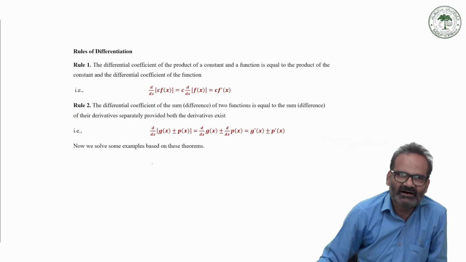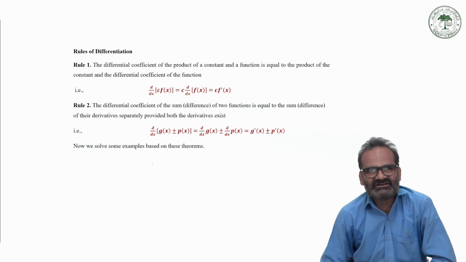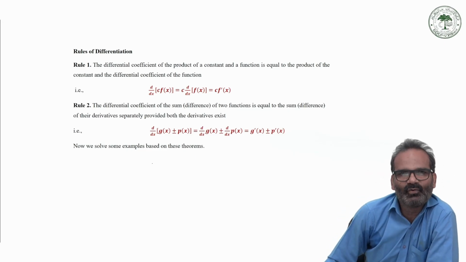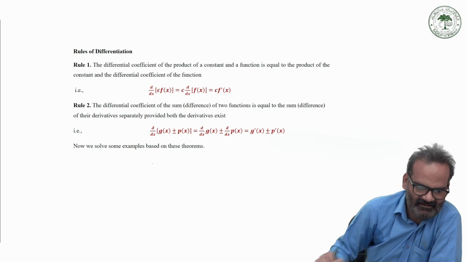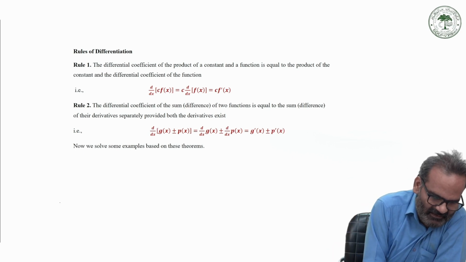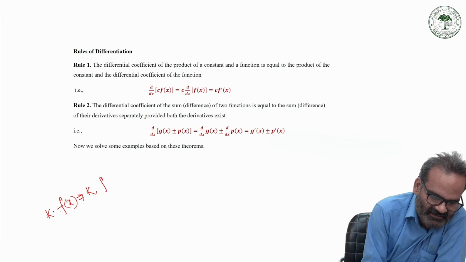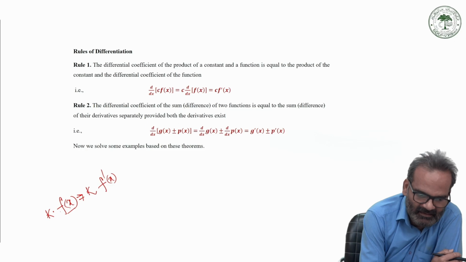Before proceeding to the examples, there are some basic rules of differentiation. Rule number 1: the differential coefficient of a product of a constant and a function is equal to the product of the constant and the differential coefficient of the function. This means, if f(x) is any function and k is any constant, and k is multiplied with the function, then when we calculate its derivative, this k will remain as it is. We will find the derivative of the function only, right? This is rule 1.